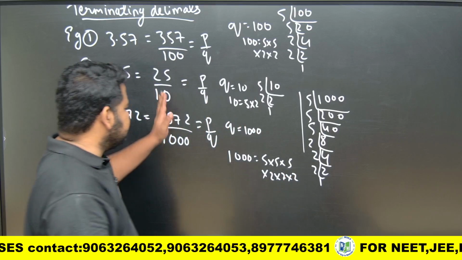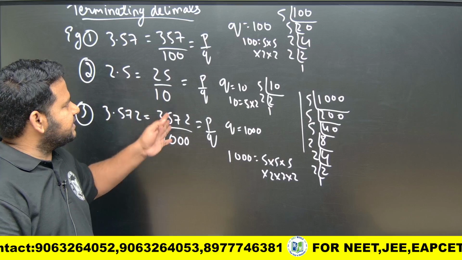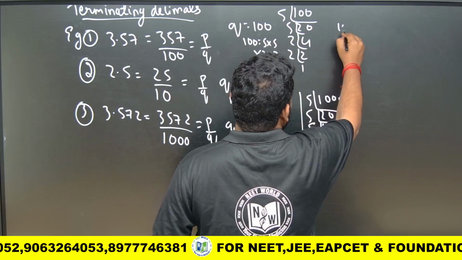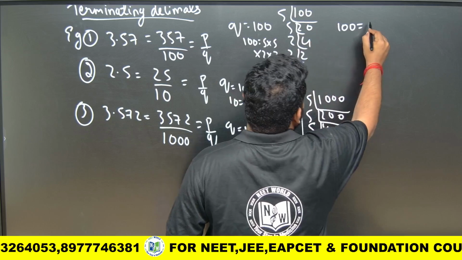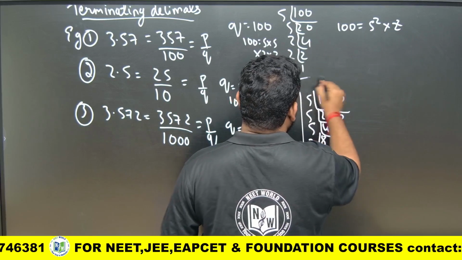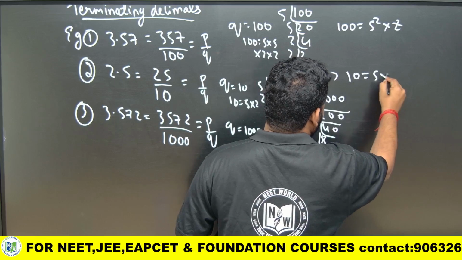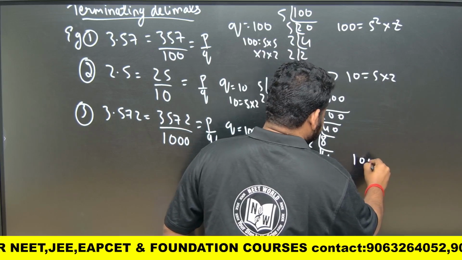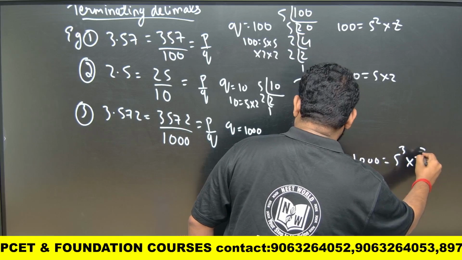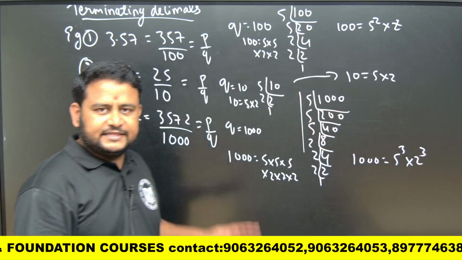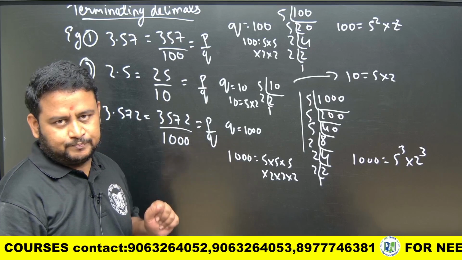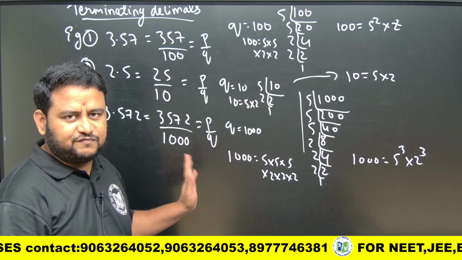Now, when you see Q, what are the factors that we are getting? Here 100 can be written as 5 into 5, that is 5 square into 2 square. This 10 can be written as 5 into 2. Similarly, this 1000 can be written as 5 cube into 2 cube. So, in the denominator, Q has only factors of 5 and 2.